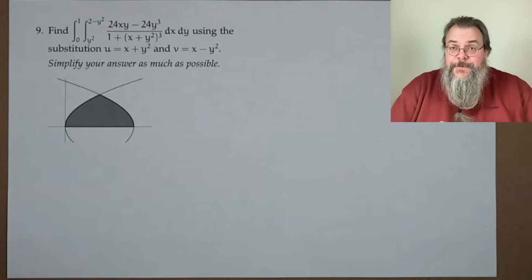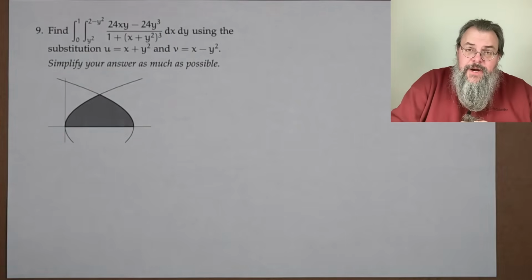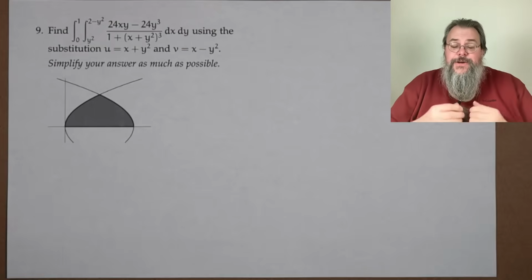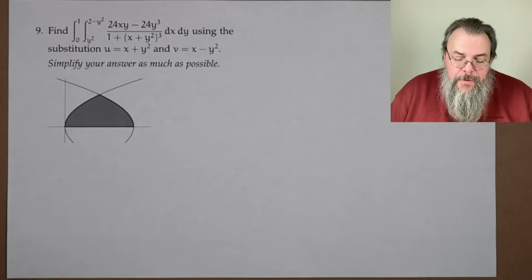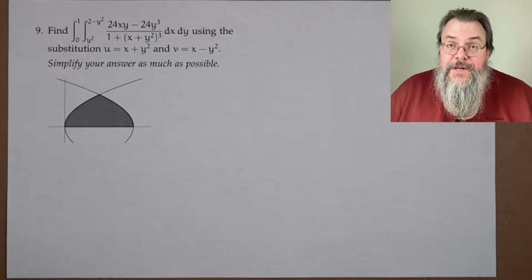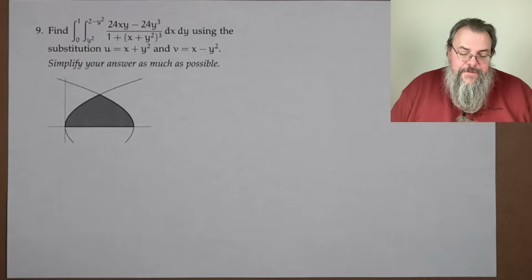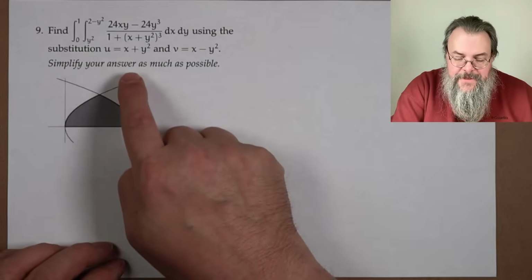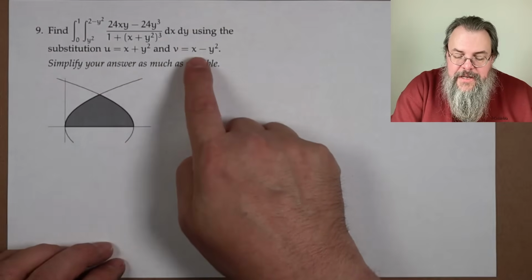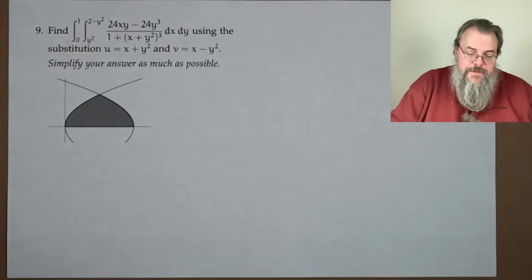Find the integral from 0 to 1, integral y squared to 2 minus y squared of (24xy minus 24y cubed) divided by (1 plus x plus y squared) cubed dx dy. Wow. We're going to have to find that? And it says, using the substitution, oh, that might be helpful, u = x plus y squared and v = x minus y squared. Simplify your answer as much as possible.